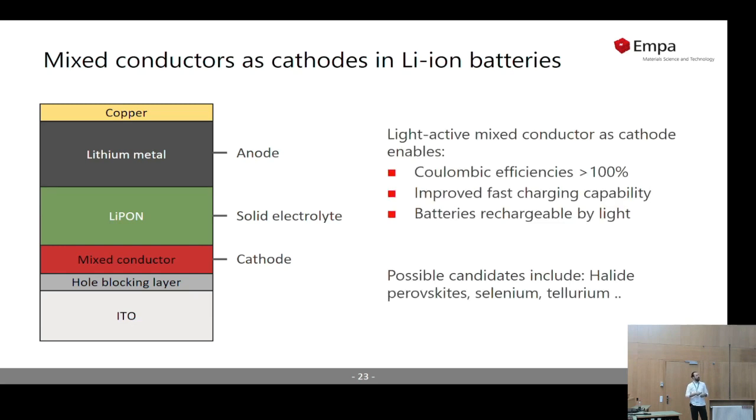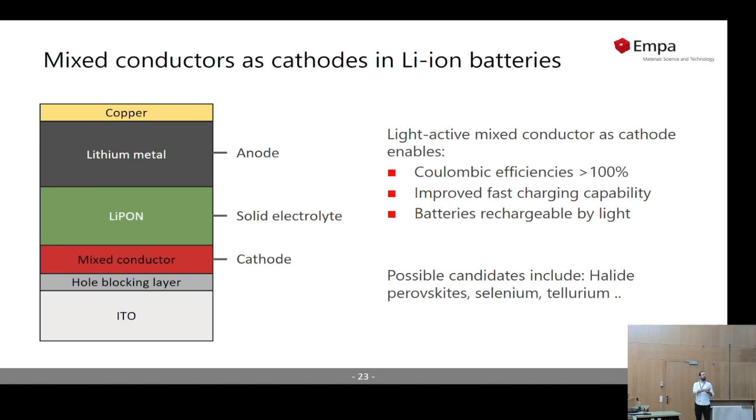And the nice thing about this, if we have a light-active mixed conductor, what could we expect out of this? We could potentially achieve Coulombic efficiencies above 100%. What does that mean? Coulombic efficiency is the ratio of the energy you put in to the energy you get out of your battery. And of course, if you have a photoactive material, you generate energy in the process. So you have a Coulombic efficiency above 100%.